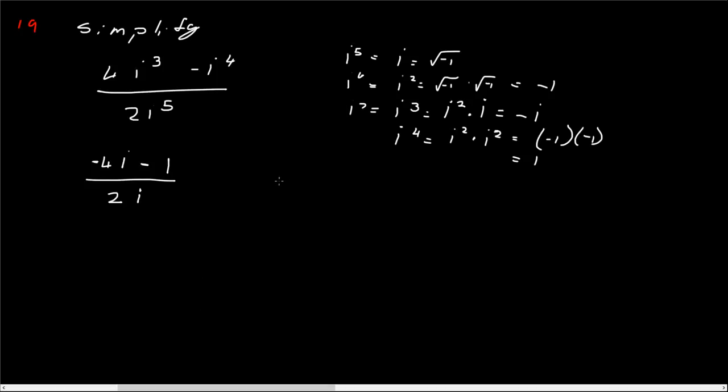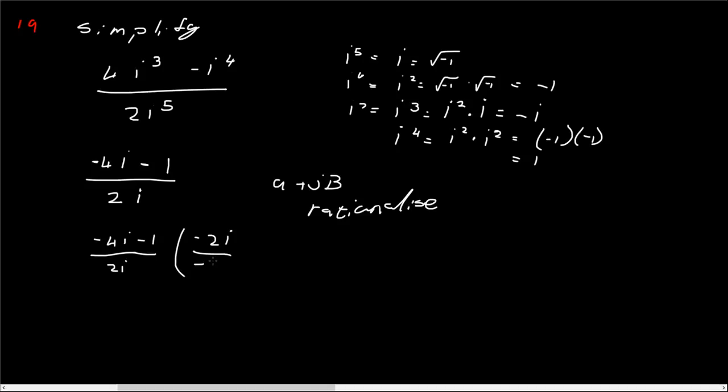Once again, in order to get it into standard form or a plus bi form, we're going to rationalize. Okay, so let's quickly rationalize this. Minus 4i minus 1 over 2i. And remember, we multiply by complex conjugate over complex conjugate. Okay, and let's quickly multiply that out. Minus 4i times minus 2i gives us 8i squared. Minus 1 times minus 2i is plus 2i over 2i times minus 2i is minus 4i squared.